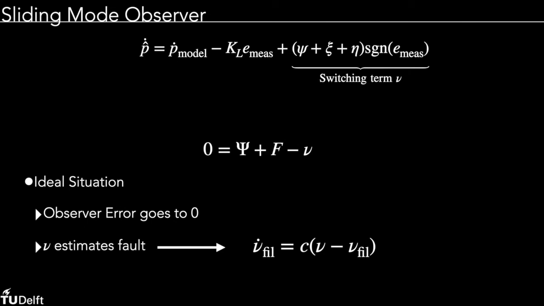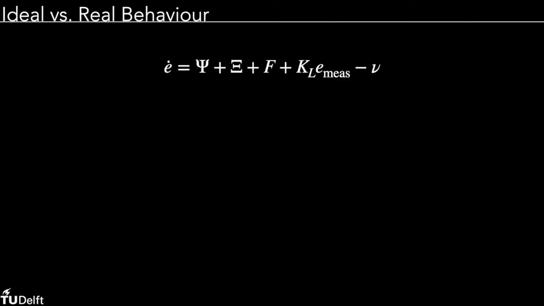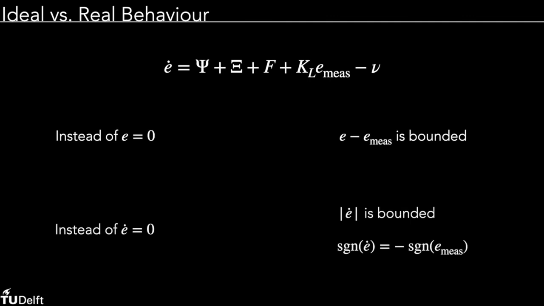Luckily, we have done exactly this in our previous work. With measurement noise, instead of the observer error going to zero, we know that the difference between the real observer error and the measured observer error is bounded. Furthermore, instead of E dot going to zero, we can bound this rate of change of the observer error. And we know when the observer error is going up and when it's going down. Based on this, we can calculate a bound on the residual in healthy conditions, which will then become the threshold for fault detection.